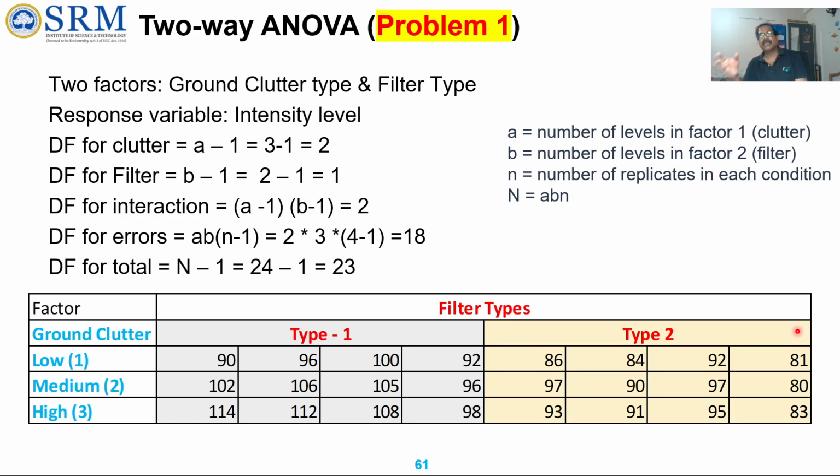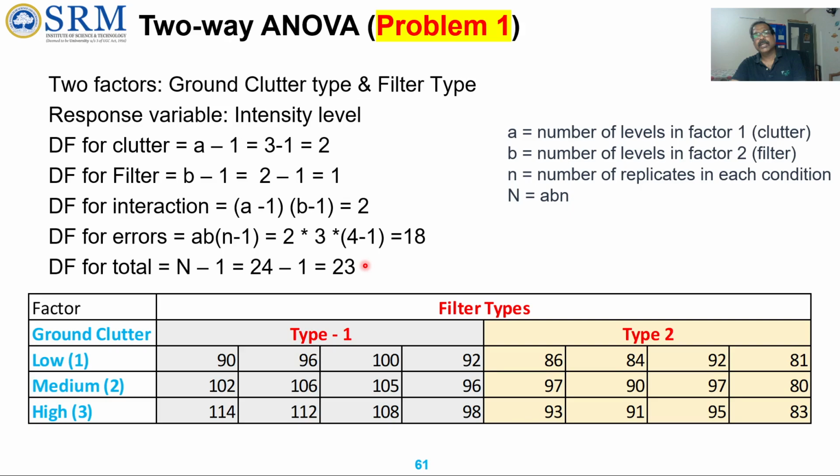Degrees of freedom for error is equal to AB into (n minus 1). Here small n is the number of replicates. 4 replicates: 1, 2, 3, 4. Even in type 2 also we did 4. So total replicates are 4. And capital N is ABn. If we have ABn, we can calculate N. So the total degrees of freedom is capital N minus 1, so 23. So we calculated the degrees of freedom.